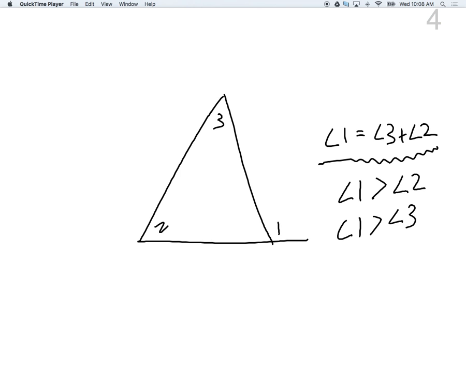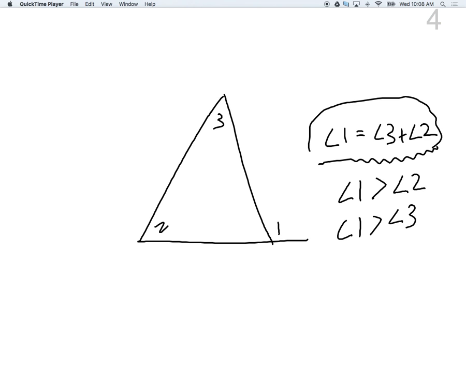Question: if we're not trusting the pictures, then how would we know angle 1 is bigger? That's not a bad question, because of what we did with the exterior angle theorem. We proved a long time ago that angle 1 is equal to angle 2 plus angle 3. We did that already. Okay, put it in the cloud.